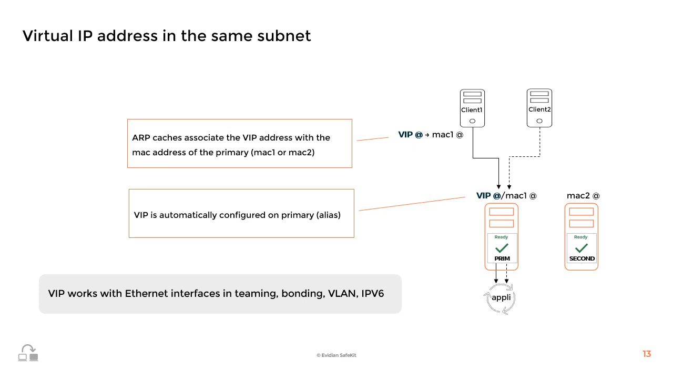Clients, as presented in the example, are connected to the VIP. When the primary server is node 1, the VIP is associated with the Ethernet MAC address one of node 1. This mapping can be viewed in the ARP cache of clients. When node 1 fails, SafeKit automatically sets the VIP as an alias on the network interface of node 2 before restarting the application. Then, the ARP cache of clients is updated with the mapping of the VIP to the Ethernet MAC address 2 of node 2. Thus, clients are reconnected to the application on node 2. The virtual IP works with Ethernet interfaces in teaming, bonding, VLAN, and IPv6.